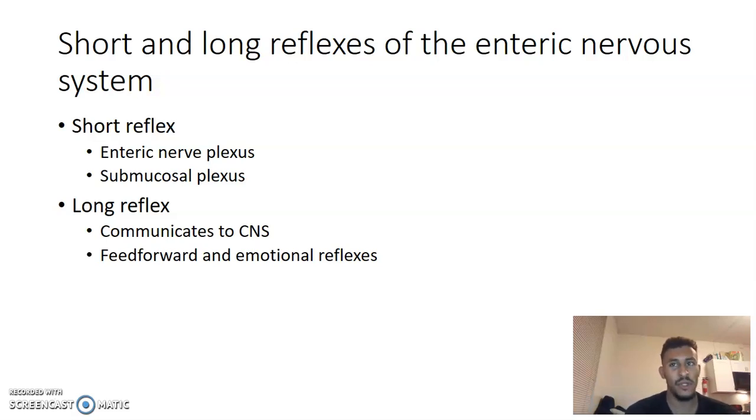An example of an emotional reflex would be the influence of emotions on the GI tract, like responding to emotions with butterflies in the stomach or psychologically induced vomiting and diarrhea.